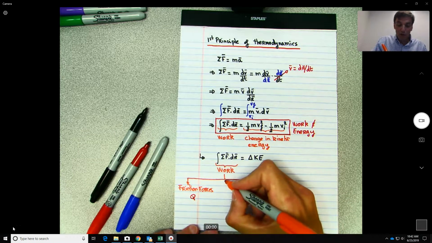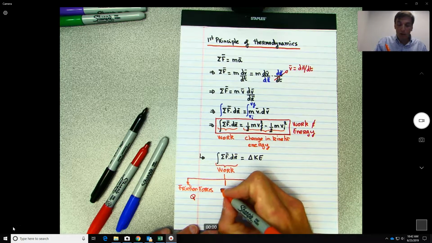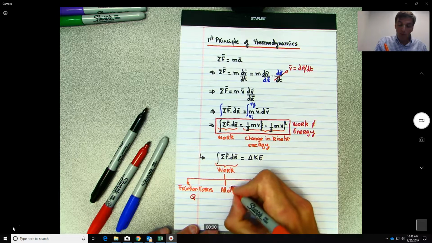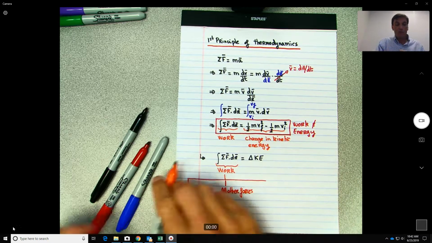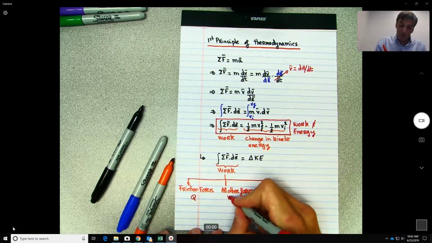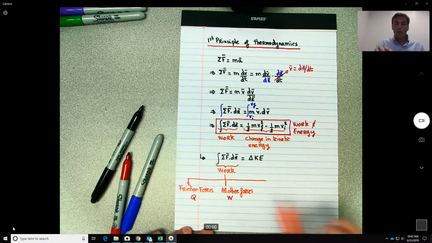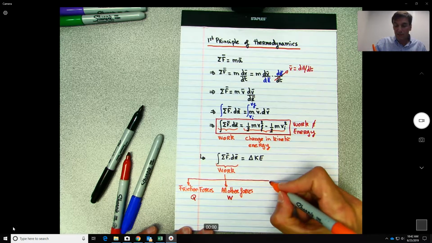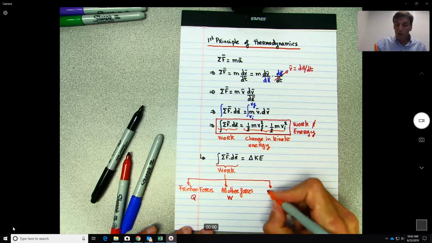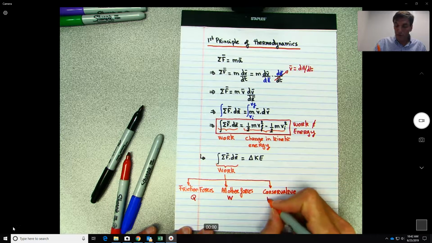Then over here we're going to look at work done by all other forces, and this one we're just going to call it the general work. You will see later on, in most cases, will be the work done by the pressure, and then the last case will be the work done by conservative forces.